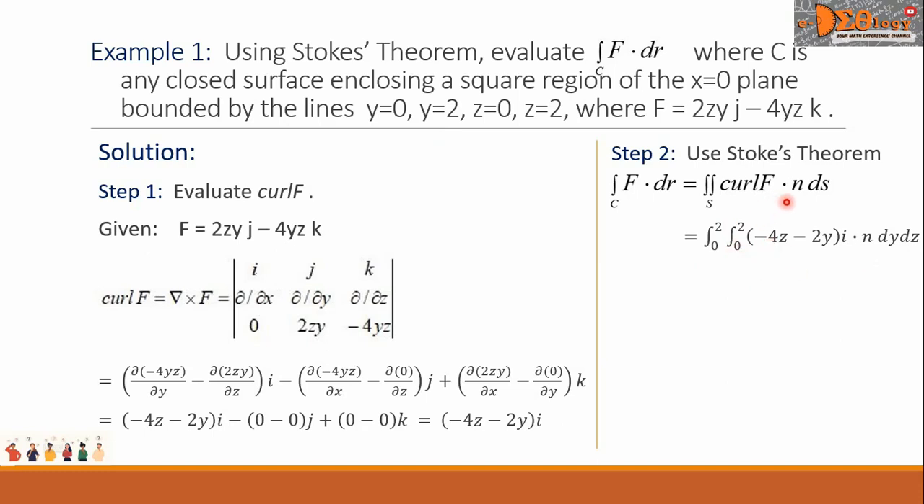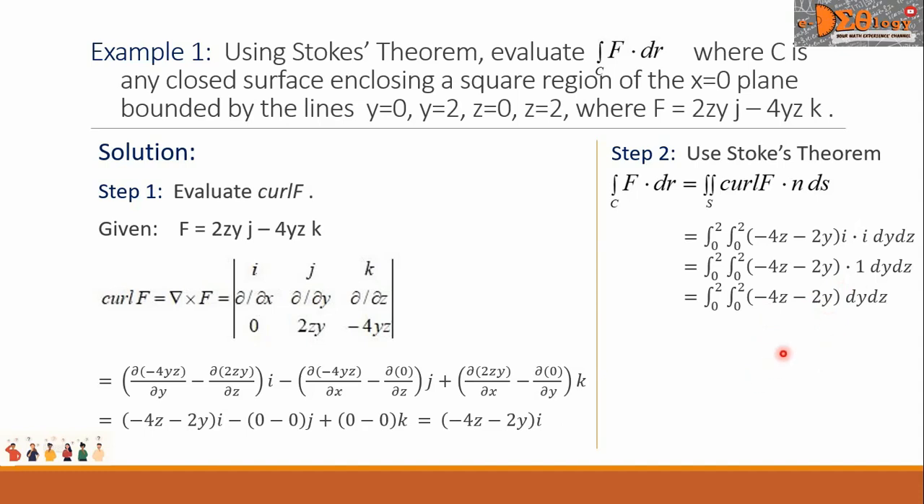We just copy this dot n. Now, we let n equal i, to conform with this component i in here. So the n becomes i. Now, we evaluate this value of curl F dot i. So we have this quantity negative 4z minus 2y dot 1, and we can simplify this further into negative 4z minus 2y.